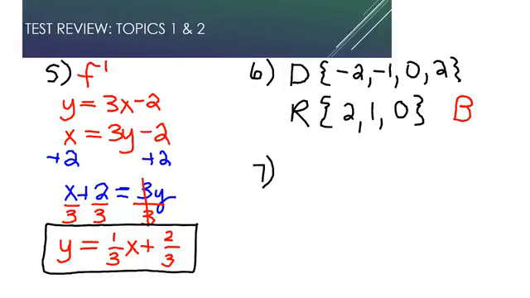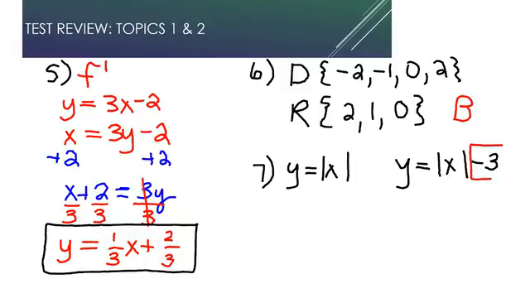Okay, number 7. Describe how the graph of the second function relates to the graph of the first function. So the first function graph is y equals the absolute value of x. And the second function has a translation. The translation right here is down 3. So we want to find an answer that says that it is being shifted down 3. So the answer is J. Okay, next problem.